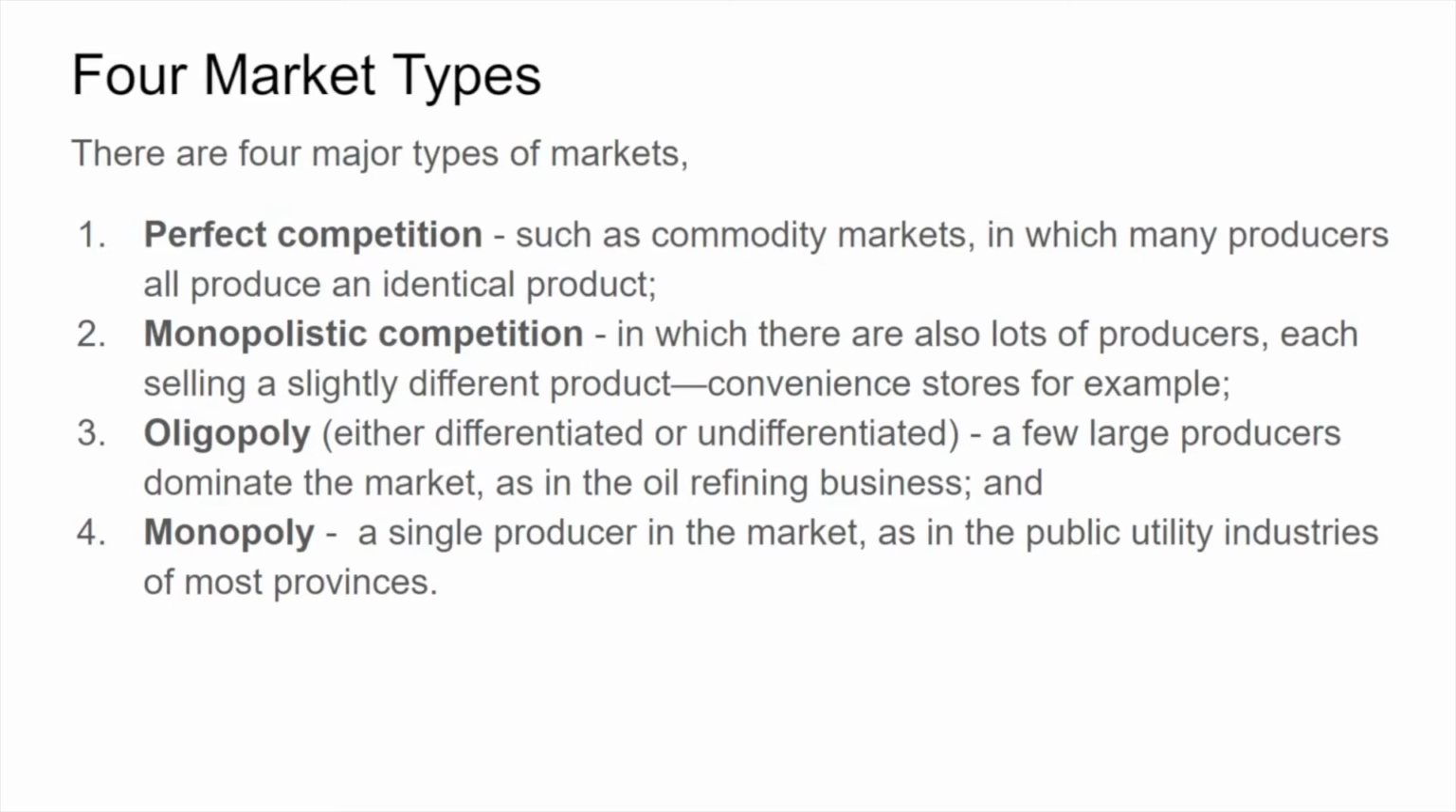And finally, in terms of the market structure, we have a monopoly. A monopoly is a one-off. There is a single producer, a single firm, who is the industry.